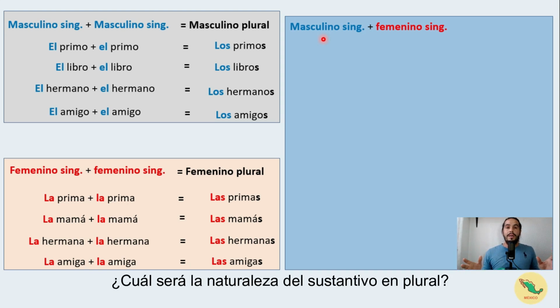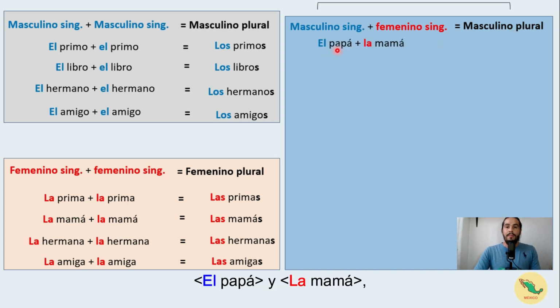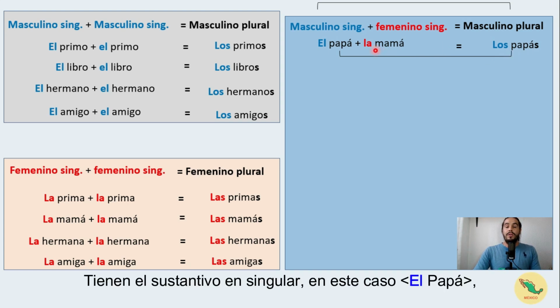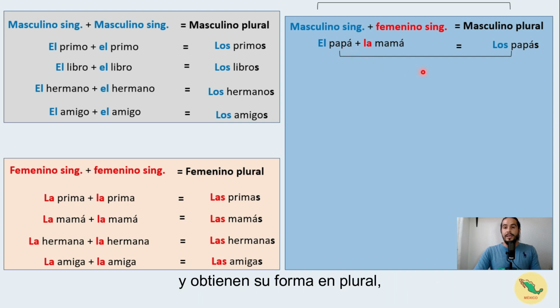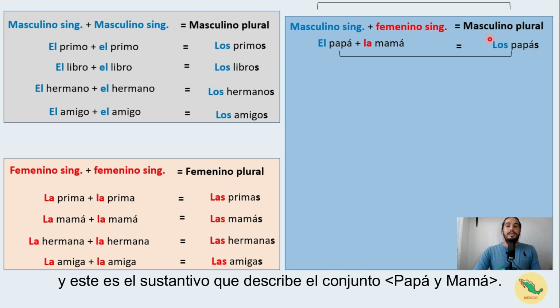Which will be the nature of the plural noun? It will be masculine in its plural form. For example, el papá and la mamá. What are they? They are los papás. So you have the singular noun, in this case el papá, and you get its plural form. So you get the plural masculine noun. And this is the noun that is describing dad and mom.